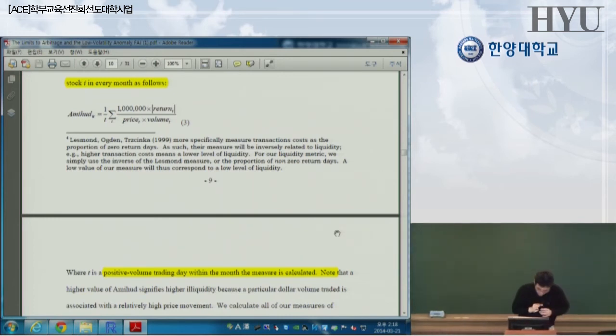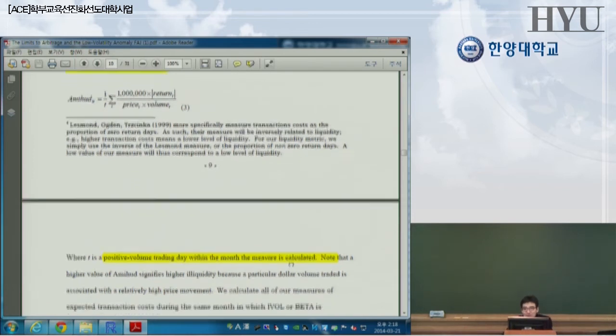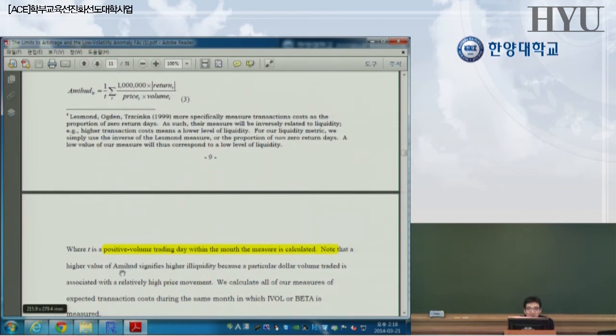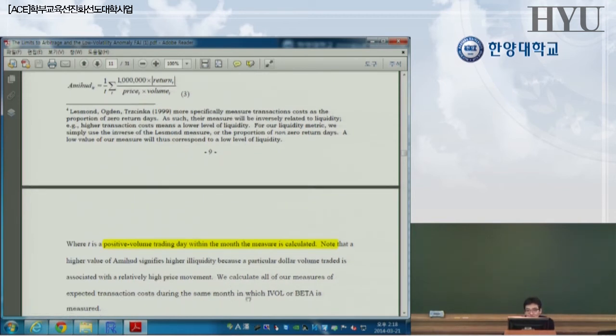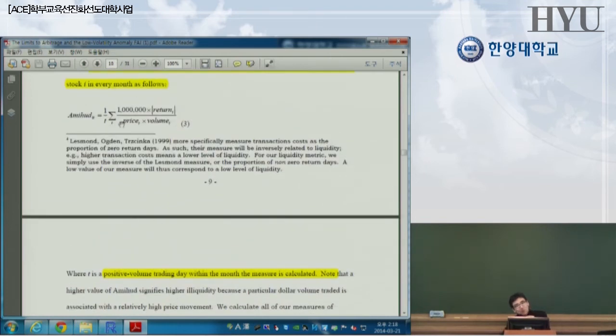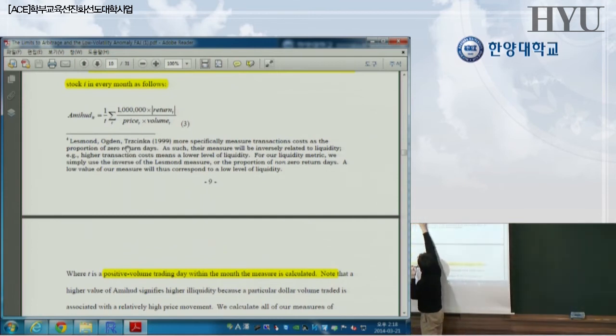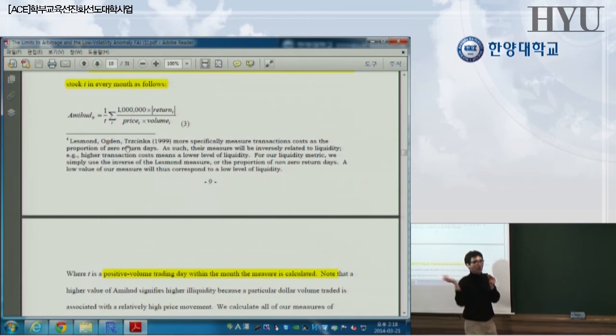This is very popular. T is the positive volume trading days within the month in which the measure is calculated. Note that a high value of Amihud signifies high illiquidity because a particular dollar volume traded is associated with a relatively high price movement. We calculate all our measures of expected trading cost during the same month in which IBOR beta is measured. Again, we go back to the Amihud measure. Price is fixed, so there is volume and return, right? If this is large, trading volume generates a lot of movement, right?